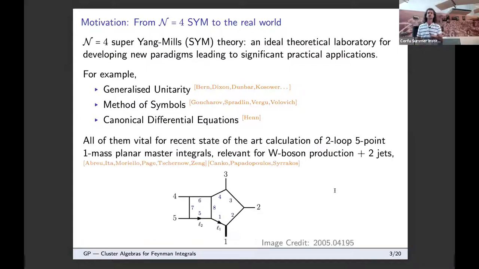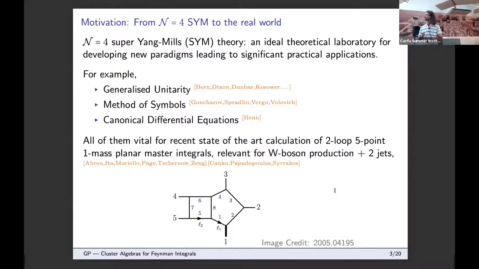And just to showcase their importance, one of the state-of-the-art computations involving 5-point two-loop integrals with one mass, which are, for example, relevant for W boson production plus two jets. Yes, these would be the jets, the collimated sprays of particles, from the partons that we also heard about in the previous talk.